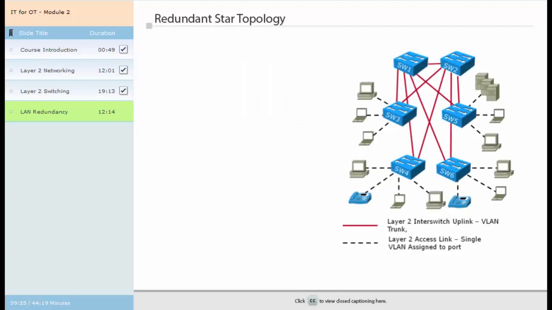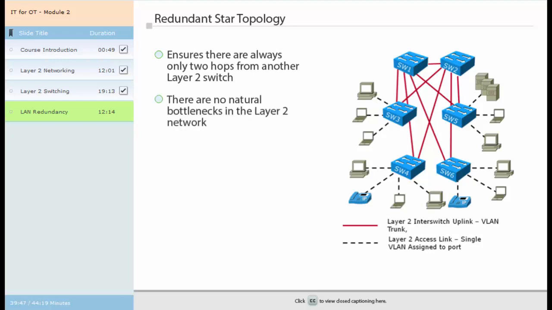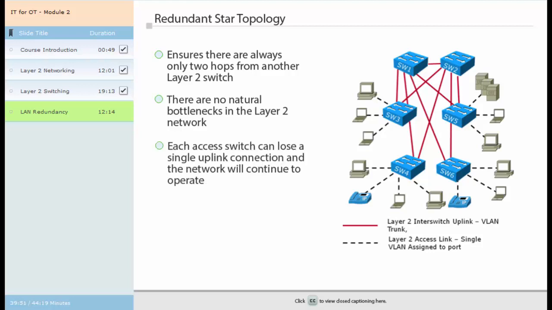The redundant star switch topology gives us a great deal more resiliency in general. The benefits of this topology are as follows: This topology ensures there are always only 2 hops from another Layer 2 switch. There are no natural bottlenecks in the Layer 2 network. Each access switch can lose a single uplink connection and the network will continue to operate, and the Layer 2 network is maintained even if multiple connections are lost.